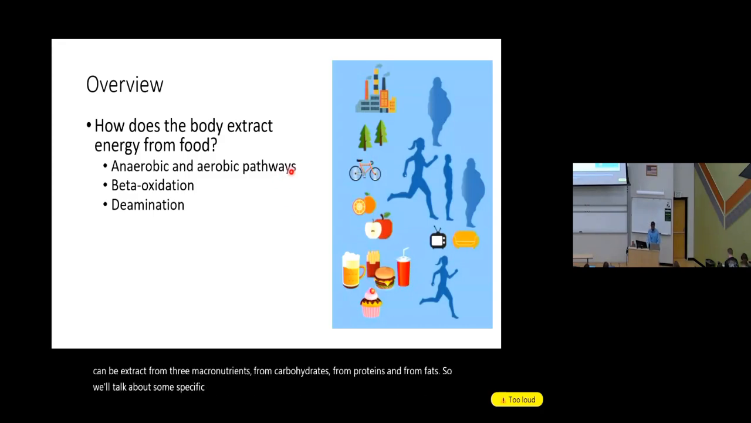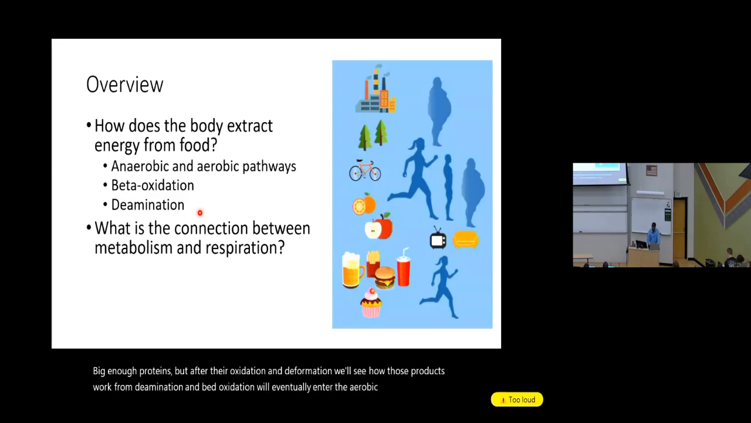The aerobic and anaerobic pathways will be used by carbohydrates to make ATP. Beta oxidation is a step unique to the breakdown of fats, and deamination is a step unique to the breakdown of proteins. But after beta oxidation and deamination, we'll see how those products will eventually enter the aerobic pathways. After that, we'll talk about the connection between metabolism and respiration at a cellular level.